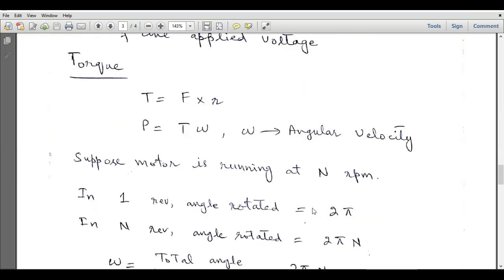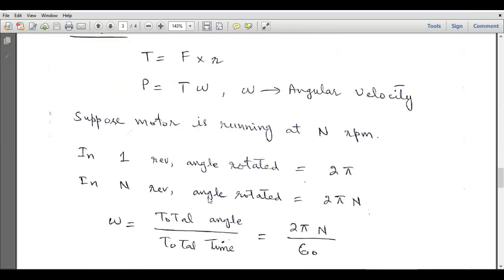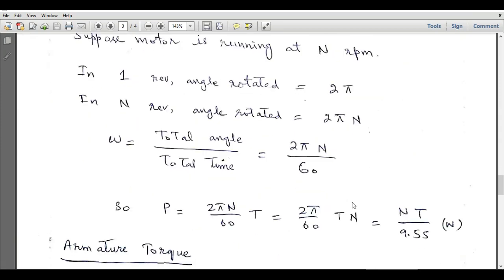Suppose the motor is running at N RPM, so in one revolution, the angle rotated is equal to 2 pi. In N revolutions, the angle rotated is equal to 2 pi N, and omega is equal to total angle divided by total time, because omega is the angular velocity, which is defined as the rate of change of angular displacement. So it will be equal to 2 pi N divided by 60. So P is equal to T omega, which is 2 pi N divided by 60 multiplied by T, and it is equal to 2 pi by 60 into TN, or TN divided by 9.55. 9.55 is equal to 60 over 2 pi.